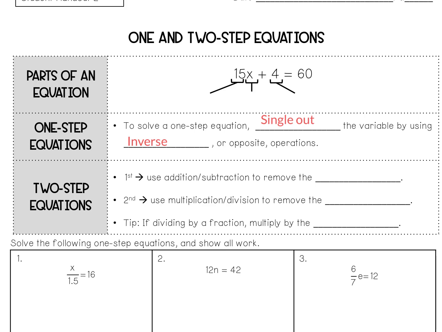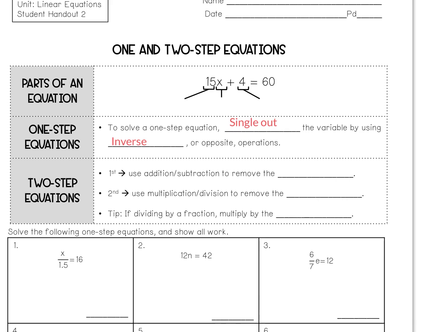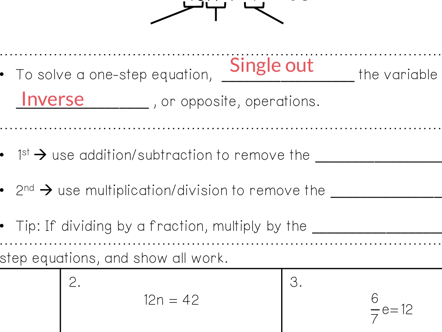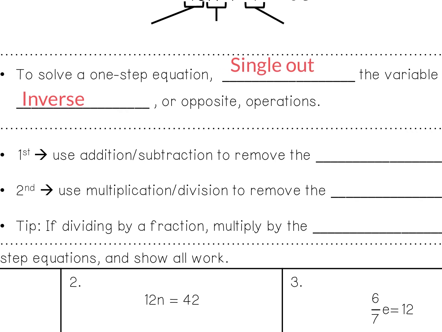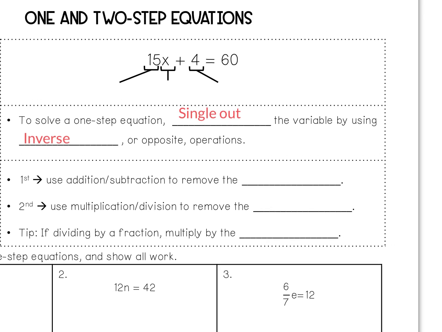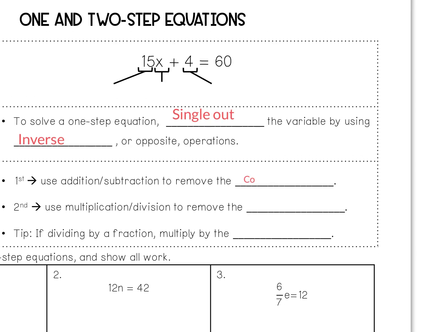So, the first thing that we want to do if we're doing 2-step equations is we want to do the opposite of the add and subtract piece. So, use the addition and subtraction to remove the constant. Okay, that's one of the vocabulary words for this section: constant. And constant is the number that's by itself. We'll look at an example. I would call this the constant, the number that's by itself.